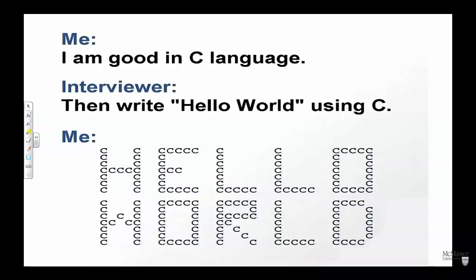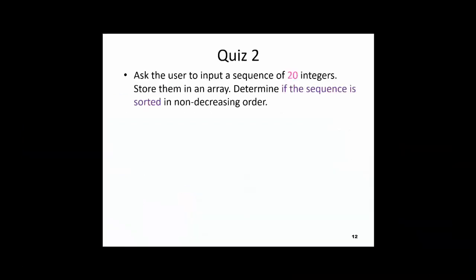Okay, so let's start. What you are required to do in quiz 2 is basically you will ask the user to input a sequence of 20 integers, and then you will store these in an array and determine if the sequence is sorted in a non-decreasing order. So you will display a message saying your sequence is sorted or your sequence is not sorted.